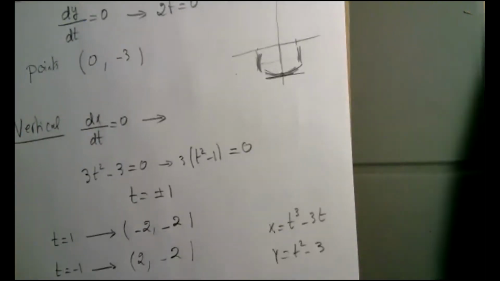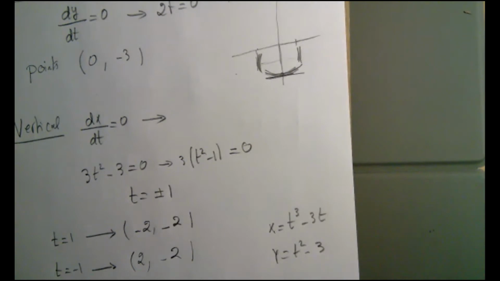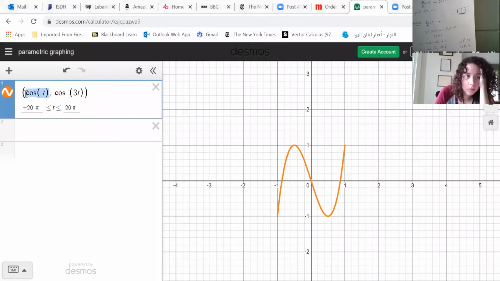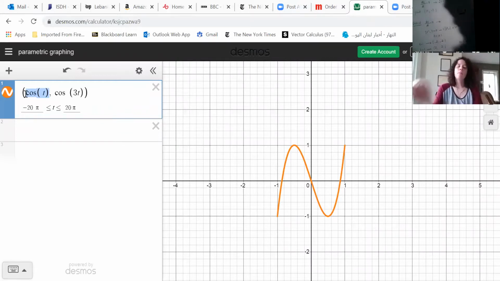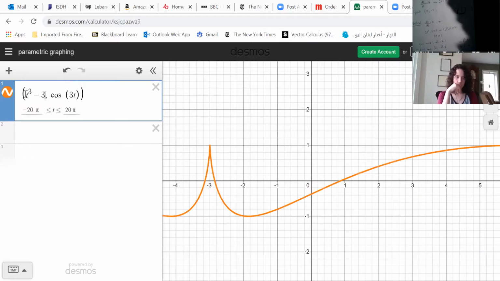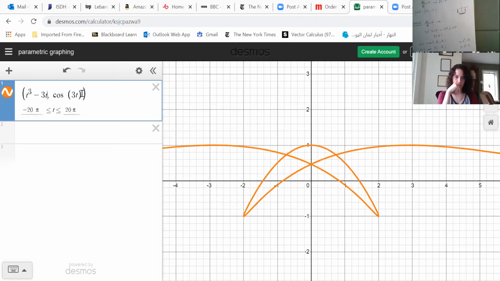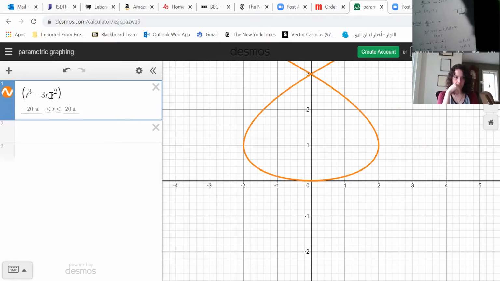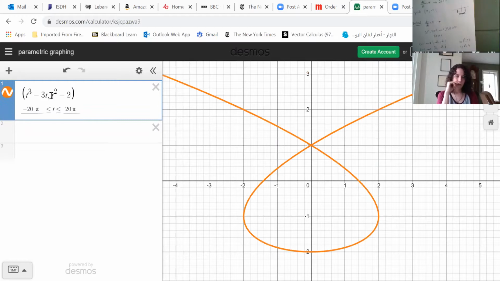Now let us go back, and I'm going to try again to share. I do not give up. To share screen with Desmos and see if we can have a graph. Okay. So I'm going to enter right here the function I have, t to the power 3 minus 3t. And I'm going to enter, of course, t squared minus 3. Okay, and that's the graph we actually have.